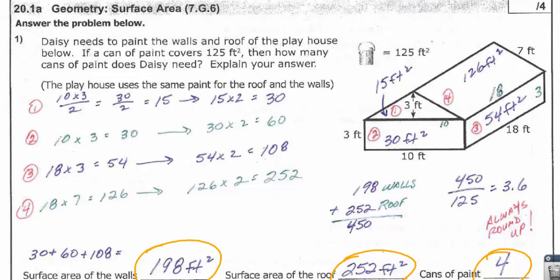All right, problem number one. This is a surface area problem. They're giving us a playhouse, and they're telling us that we need to figure out the surface area of that playhouse so that we can paint it. The paint's going to cover 125 square feet for every can of paint. When we get to that point, each can, 125 square feet. First, we need to find out the surface area.